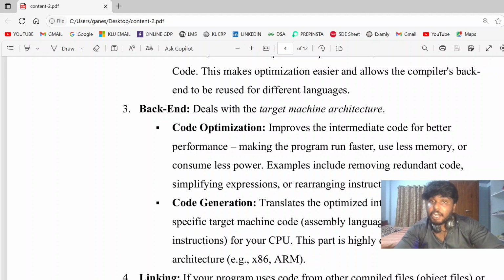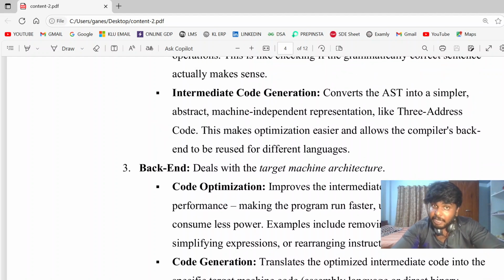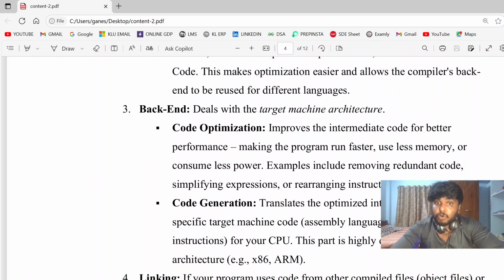So what machine architecture, if you are using Windows or if you are using Linux, it deals with that machine architecture. So it has two phases mainly. Code optimization improves the intermediate code for better performance, which is the intermediate code created at intermediate code generation. So next, code generation translates the optimized intermediate code into specific target machine code. So here we got that machine code which is understood by the operating system, assembly language, or direct binary system for your CPU. So the language which is understood by the CPU is the machine code.